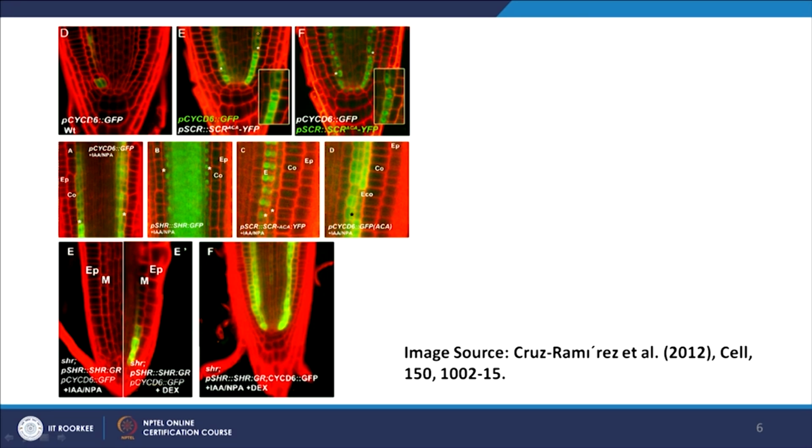So, this tells that this interaction is not only important in maintaining the number of cell layers, but it is also important in restricting or regulating the expression domain of cyclin D.